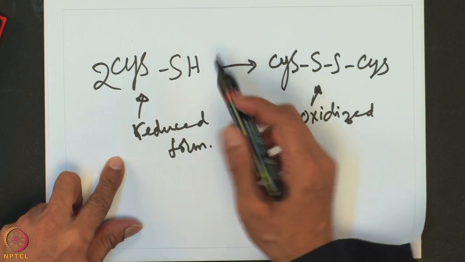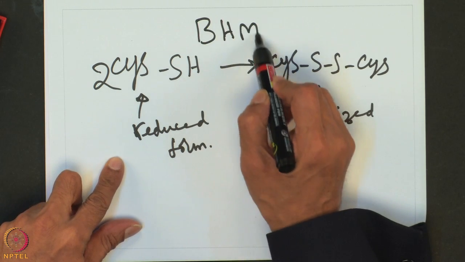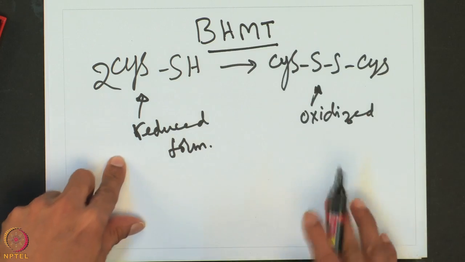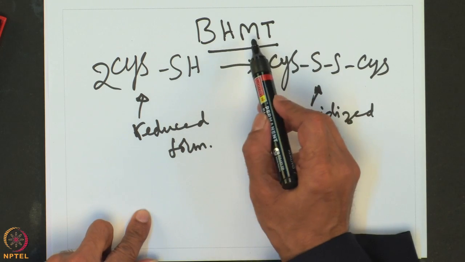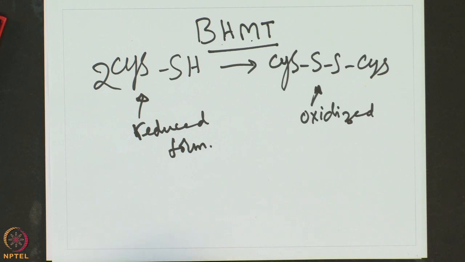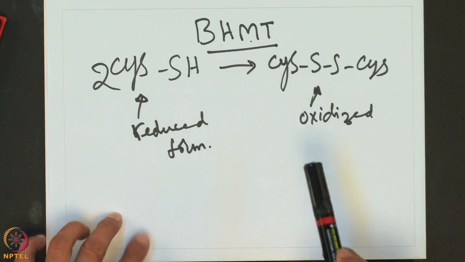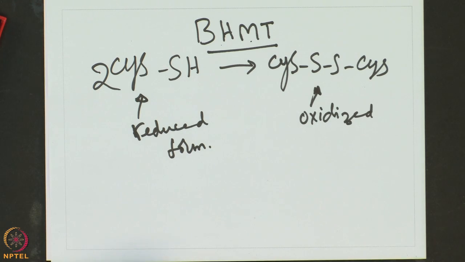So this is the betaine homocysteine methyl transferase. In this particular reaction there is a redox occurring. The redox is not occurring by the zinc, but by the cysteine to disulfide.